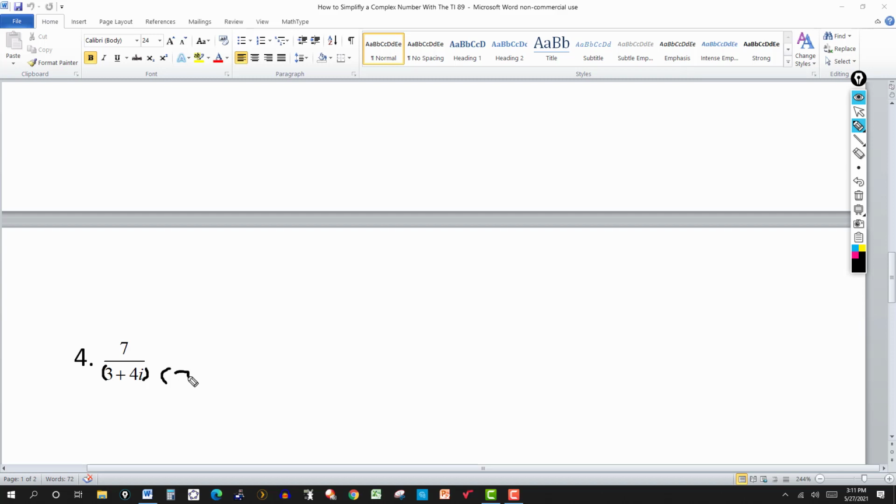And the conjugate, all it is is the same numbers, except instead of a plus here, it's just the opposite. So this is a plus, we put a minus over here. This is a minus, we put a plus over here. We get this. Now that's legal as long as we multiply the numerator by the same thing. So this will be 3 minus 4i.